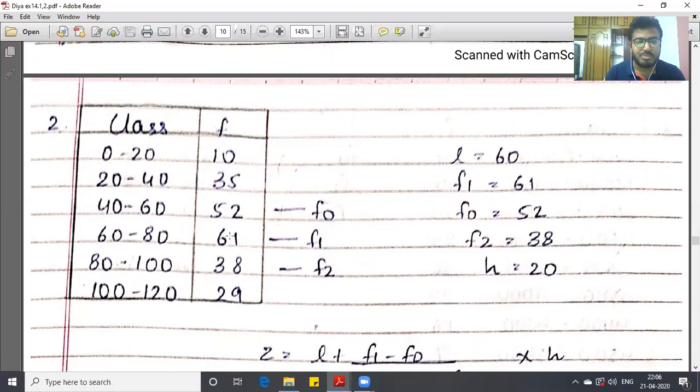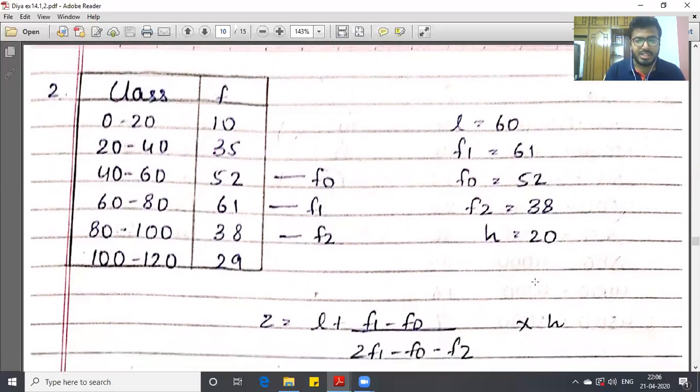Okay, the frequency in front of the modal class is F1. The one above it is F0 and the one below it is F2. So F1, F0 and F2 you're writing accordingly. Then H value, look, 20 minus 0, how much is it? 20. Or 40 minus 20, how much is it? 20. So H value you're getting, the class size, is 20.